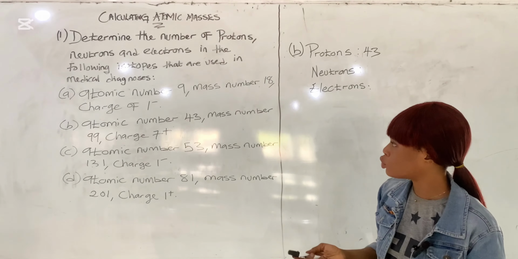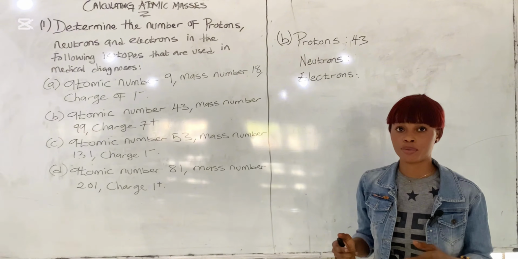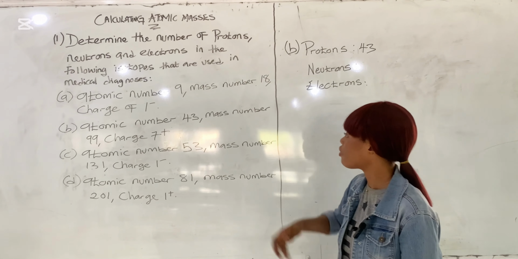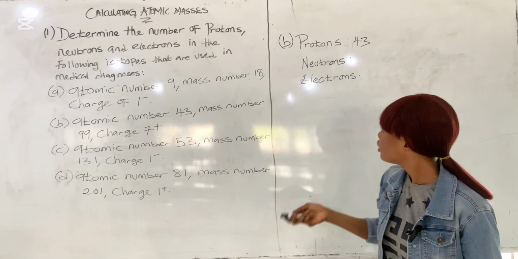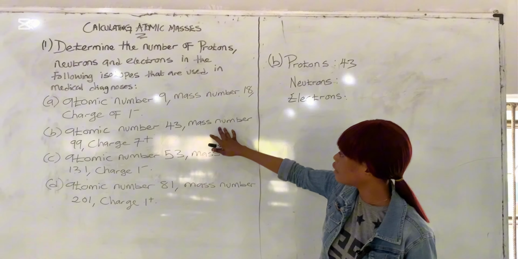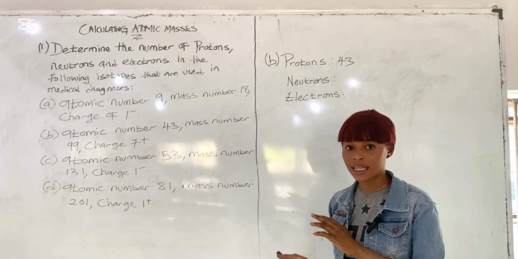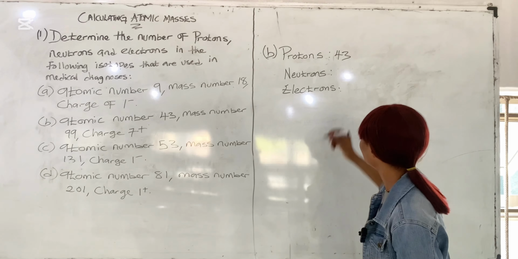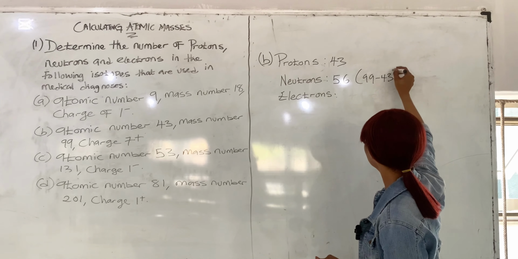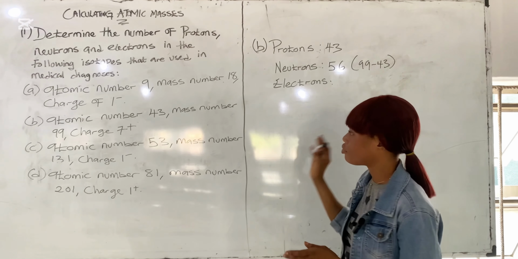Then for our number of neutrons, like I said, to calculate the number of neutrons, you subtract the number of protons, which is the same as the atomic number, from the mass number. So if our mass number is 99, we are going to be subtracting 43 from 99, and what we have is 56. So 99 minus 43 gave us 56. So our number of neutrons is 56.